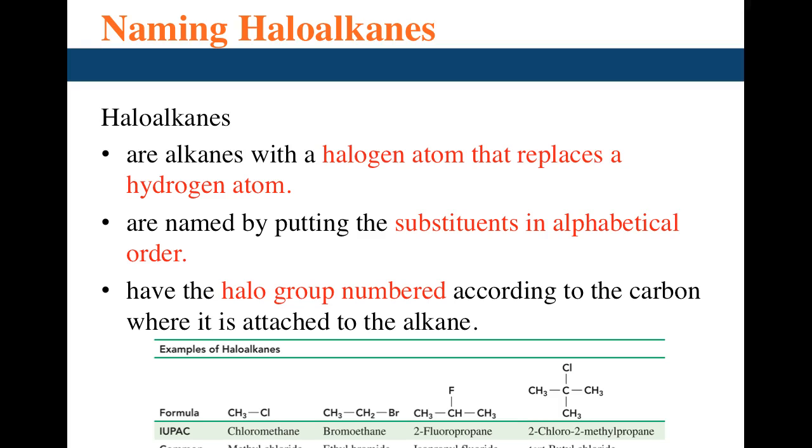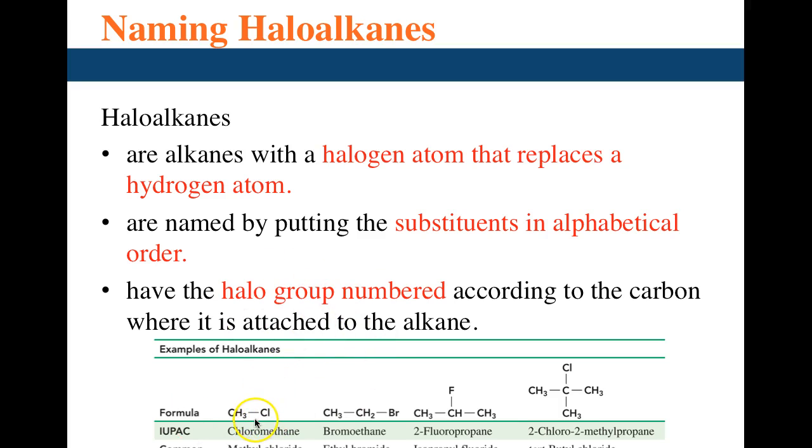All right, so when you have halogen atoms, they're basically replacing one of the hydrogen atoms. You have to name them in alphabetical order. So for example, bromo will come before chloro, followed by fluoro and iodo and so on. Also it's numbered according to where it is attached, so you want to make sure that you give it the smallest location number.